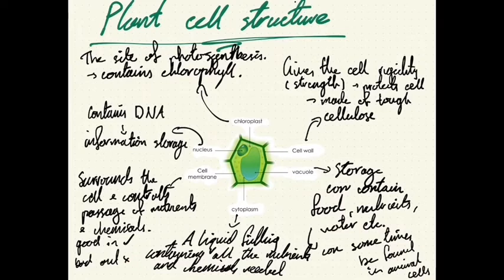And last, or not last, but second to last, we have our nucleus, again containing our DNA, information storage within the cell. Now we have these chloroplasts dotted throughout. These chloroplasts are the site of photosynthesis. This is where our plants make their food. They're filled with a green pigment called chlorophyll, giving our plants their green color. Cool. Let's move on.